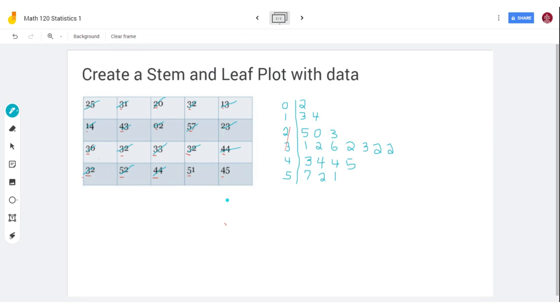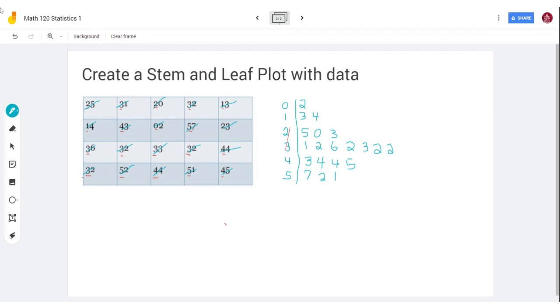Now, the good thing about a stem and leaf, well, it's twisted on its side, so that's not a good thing about it. The good thing is you can just reconstitute your data now, because you know you've got 0, 2, you've got 13, 14, 25, the 20, the 23, 31, 32, 36, 32, 33, 32, and 32. You can actually see the pieces of the data you've got.